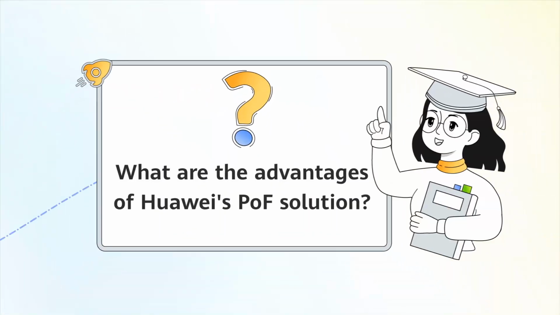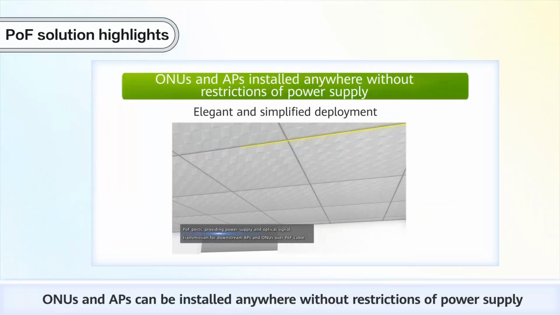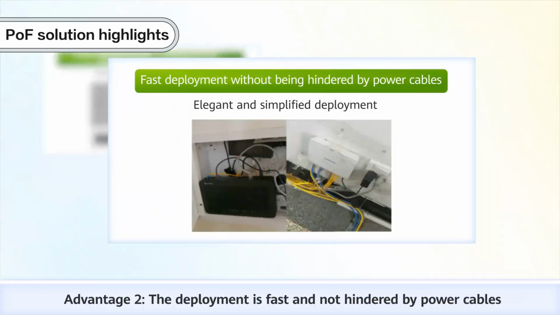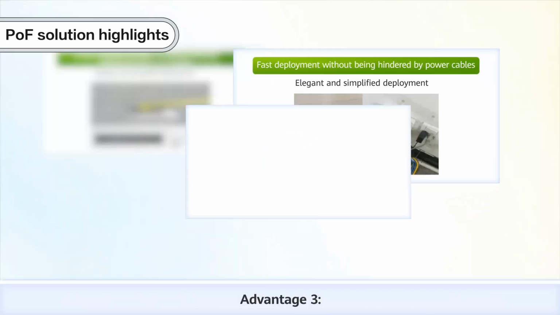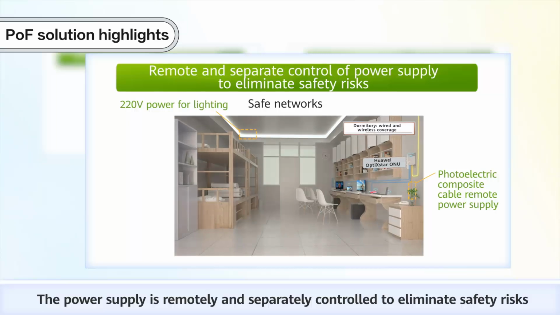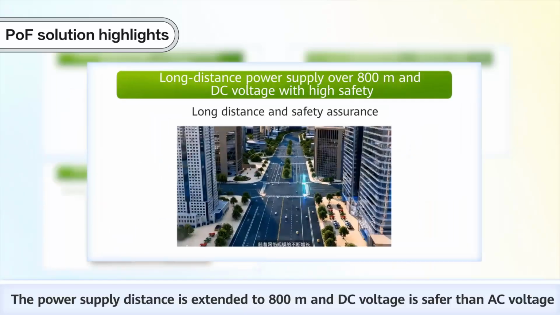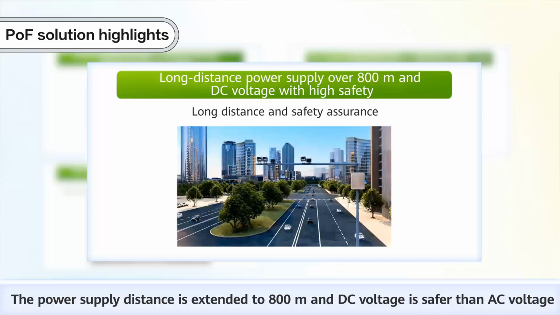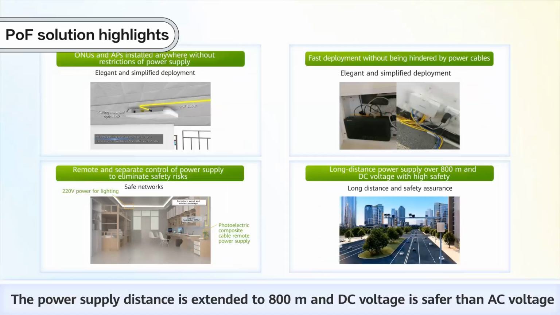What are the advantages of Huawei's PoF solution? Advantage 1. ONUs and APs can be installed anywhere without restrictions of power supply. Advantage 2. The deployment is fast and not hindered by power cables. Advantage 3. The power supply is remotely and separately controlled to eliminate safety risks. Advantage 4. The power supply distance is extended to 800 meters and DC voltage is safer than AC voltage.